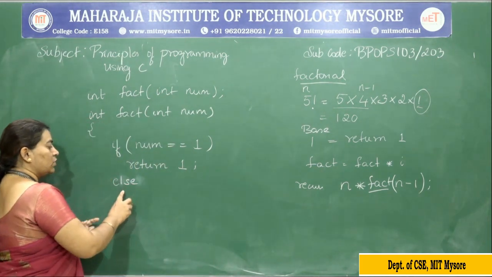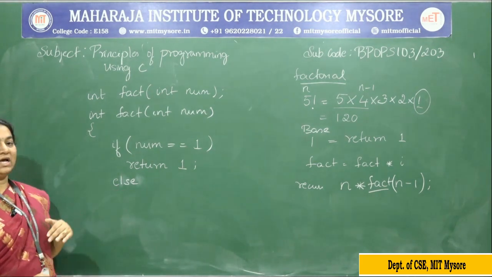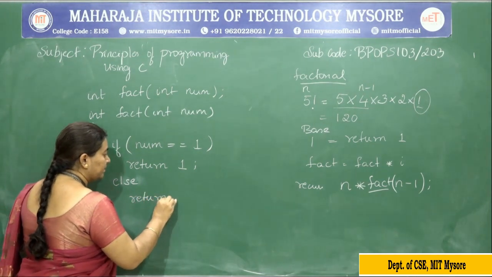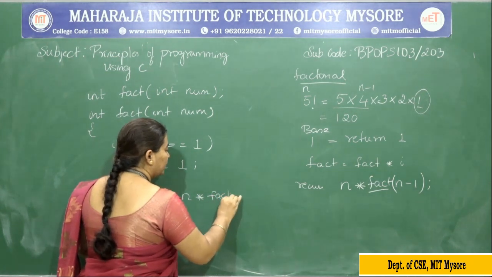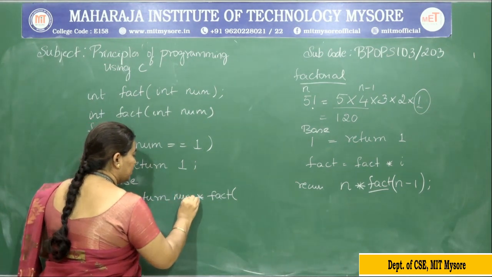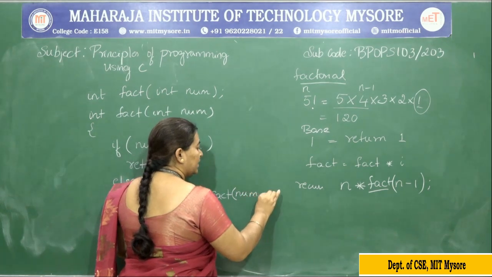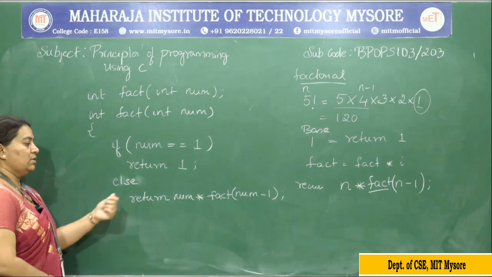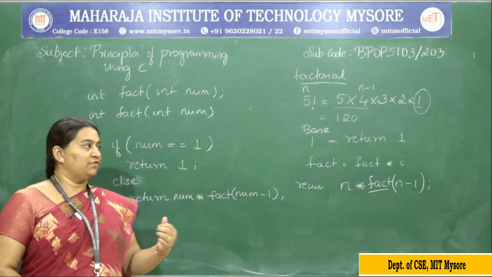So what I am going to do? Calling a function, I am going to do it in an else part. So what will happen in your else? Here I am going to return, that is n into fact of, sorry, not n, I am using here num. So it is num into fact of num minus 1. So I am going to return this. So this is how you are going to use a recursive function.